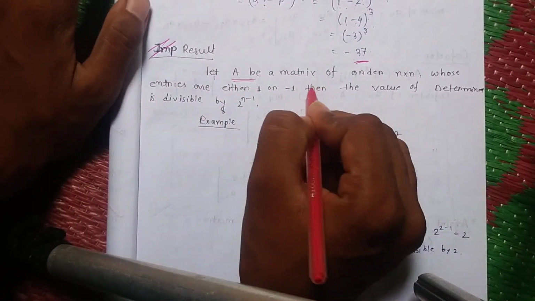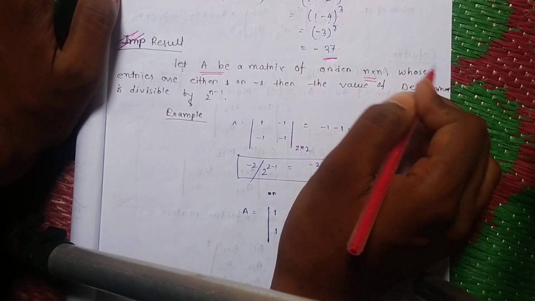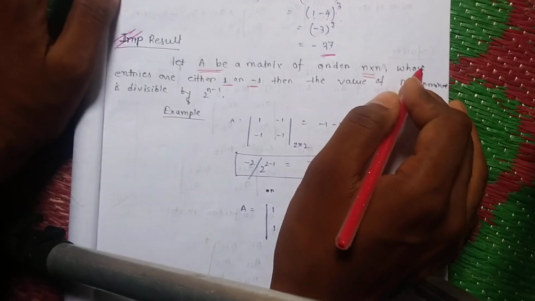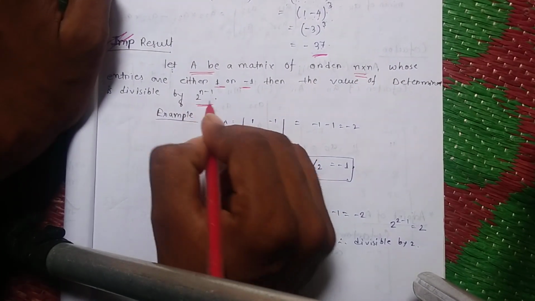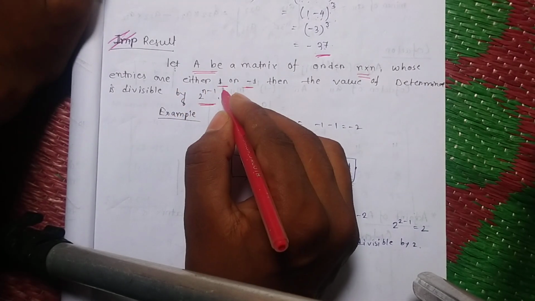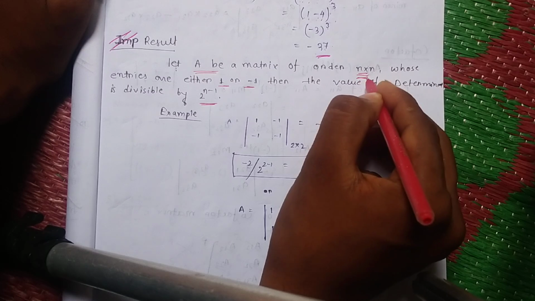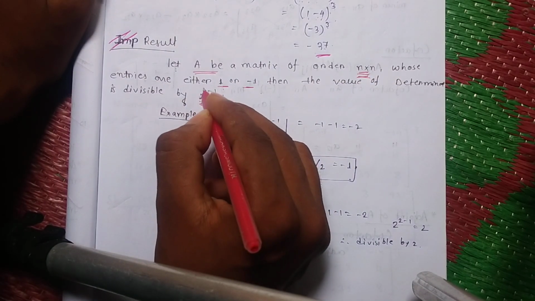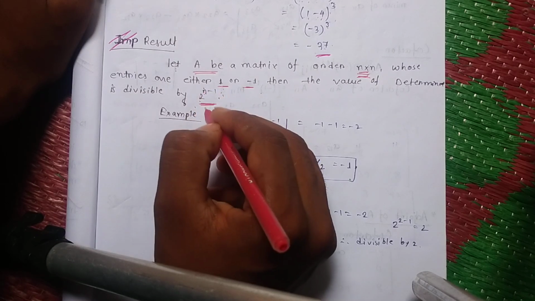Next important result. Let A be a matrix of order n cross n, where entries are either 1 or minus 1. Then the value of the determinant is divisible by 2 to the power n minus 1. Always remember that if the entries are either 1 or minus 1, and it's a matrix of order n cross n, then the determinant is always divisible by 2 to the power n minus 1. If n is 2, then 2 to the power 1. If n is 3, then 2 power 2, that is 4.